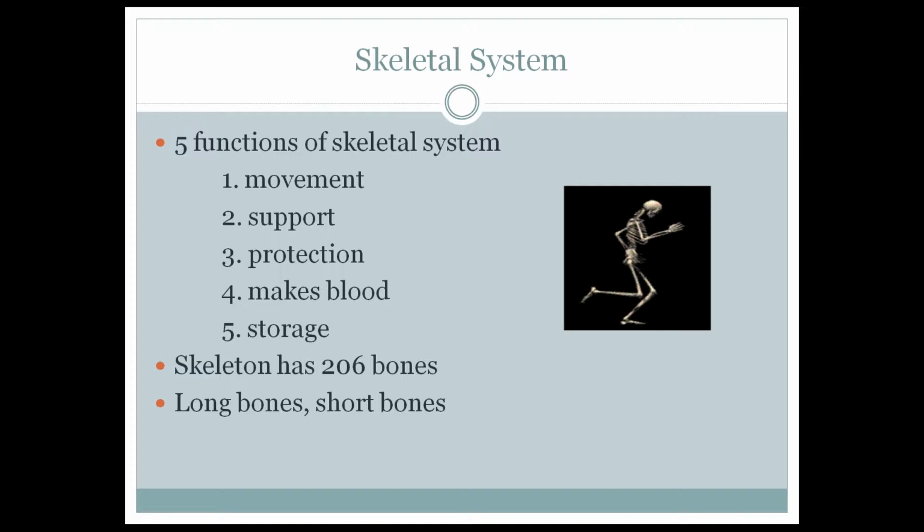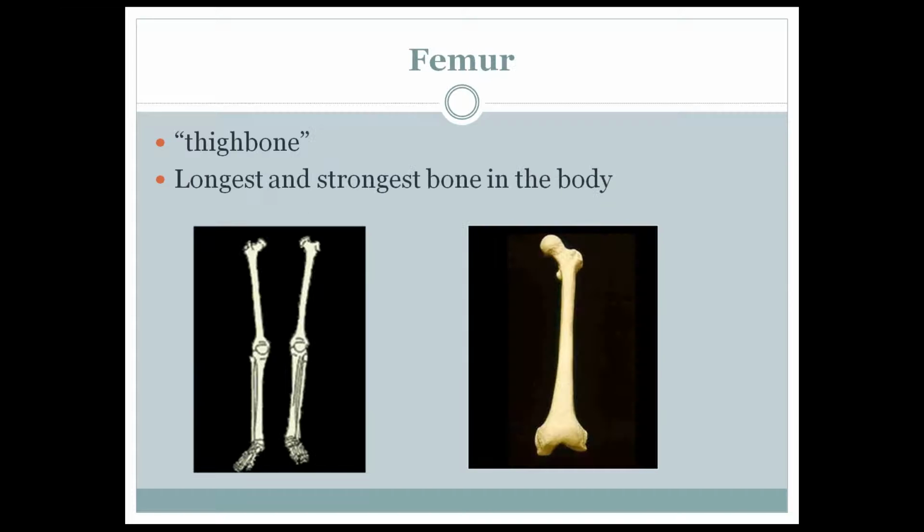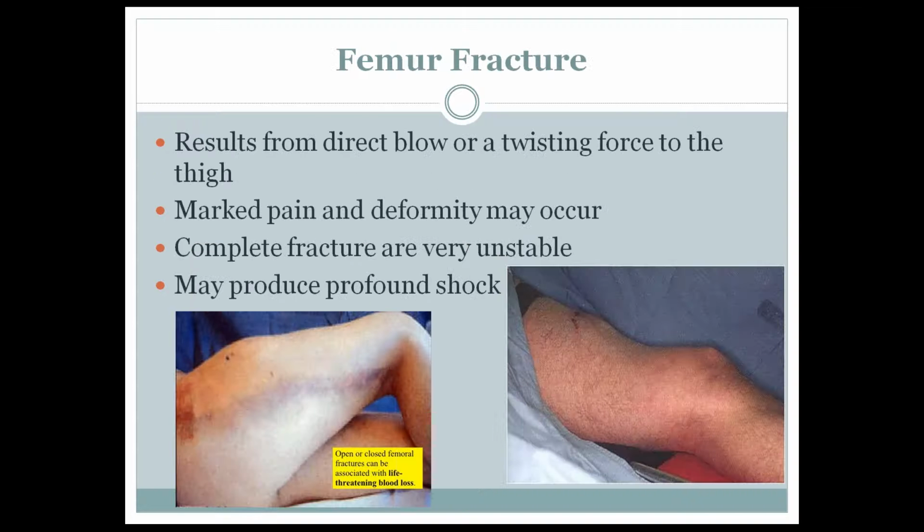There are 206 bones in the skeleton. Those are consisting of long bones such as the femur or the humerus, and the short bones like the carpals and tarsals. So here's a look at your femur bone, also known as your thigh bone. It's the longest and strongest bone in the body. So right there in your upper leg.